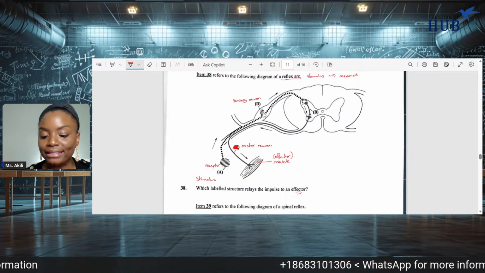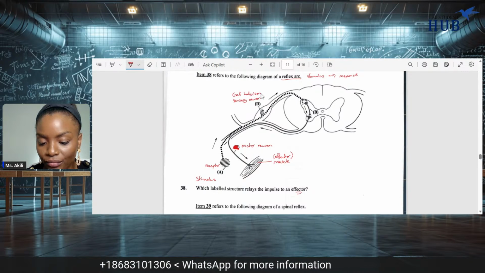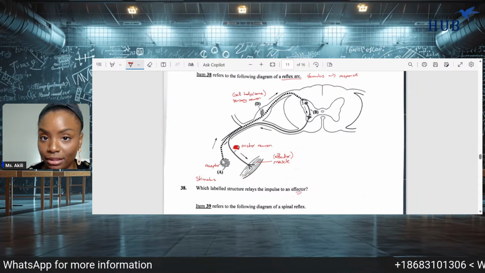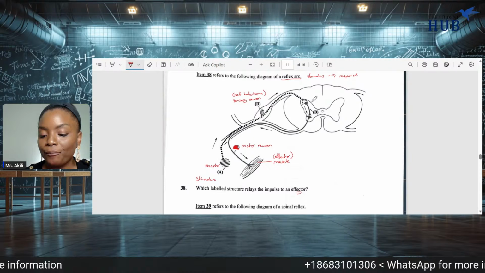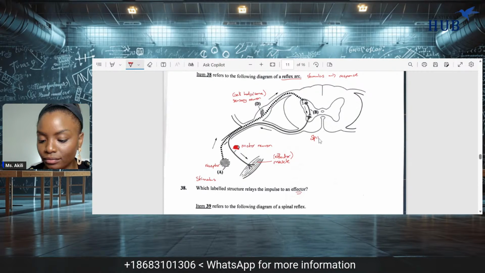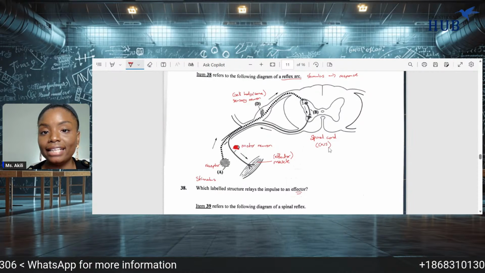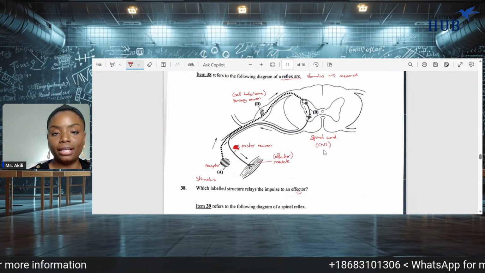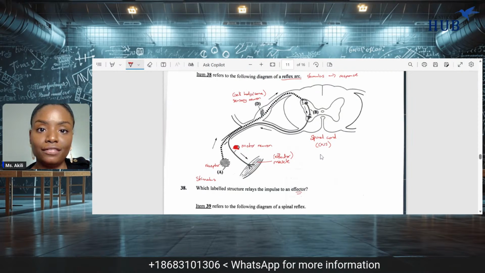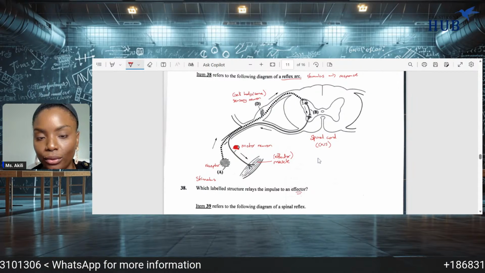So D is pointing to the cell body or the soma of the sensory neuron. That takes the impulse from the receptor to the CNS. This diagram is showing you your spinal cord, right? Which is part of the CNS. The CNS is your central nervous system, which is your brain and your spinal cord. The rest of your nervous system will be the peripheral nervous system. That will be all of the bundles of nerves that branch from the brain and spinal cord.